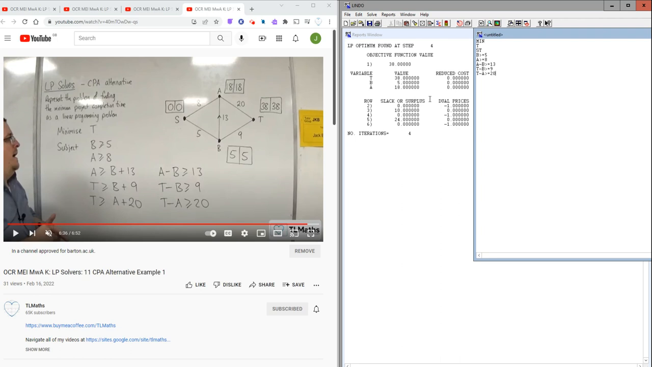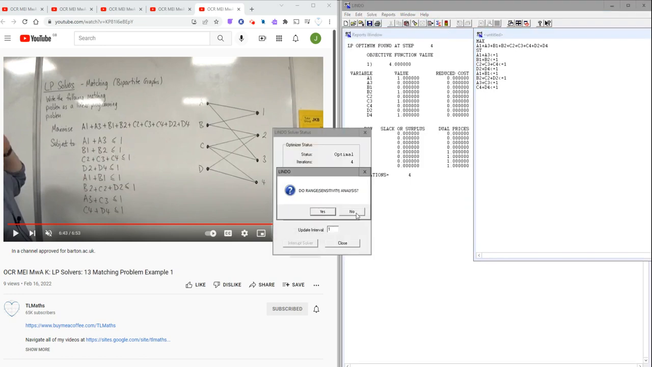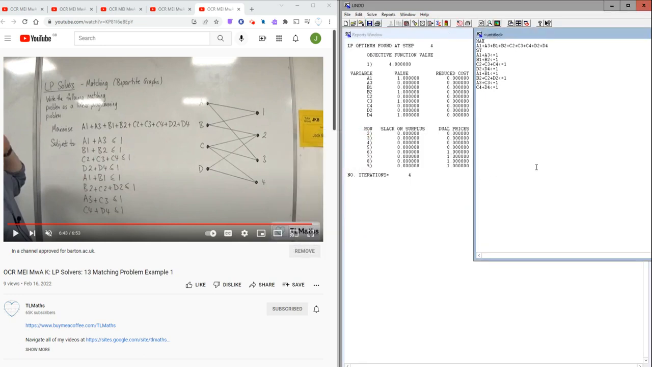So let's take a look now at a matching problem. Here we had the matching problem from before, and I've typed it all into Lindo. So maximize this objective function subject to these constraints. So solve.